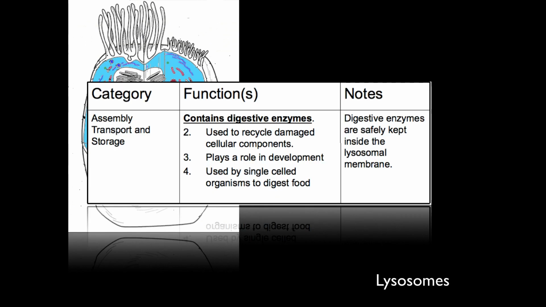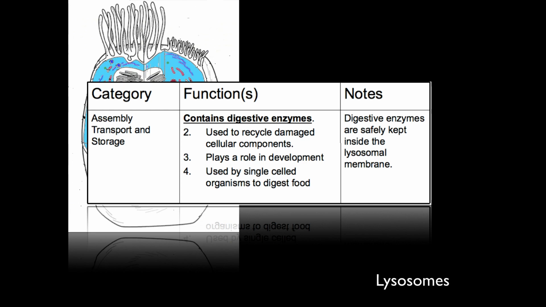Lysosomes. Lysosomes we're going to put in assembly, transport, and storage, but their job is to recycle for the cell. They contain digestive enzymes. So if you are done with a protein, or if that protein is no longer working, you send it to the lysosome. The lysosome will break it down into amino acids, and you can use those amino acids to build new proteins.